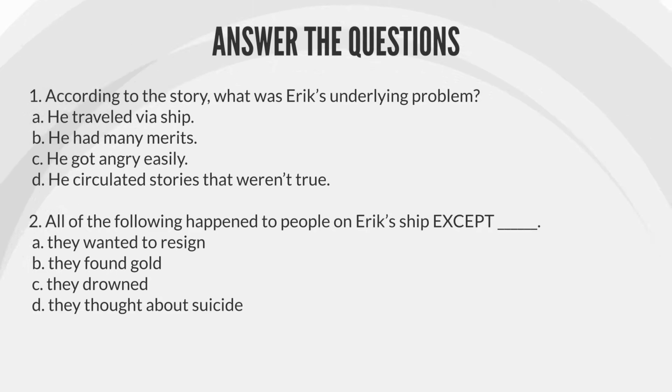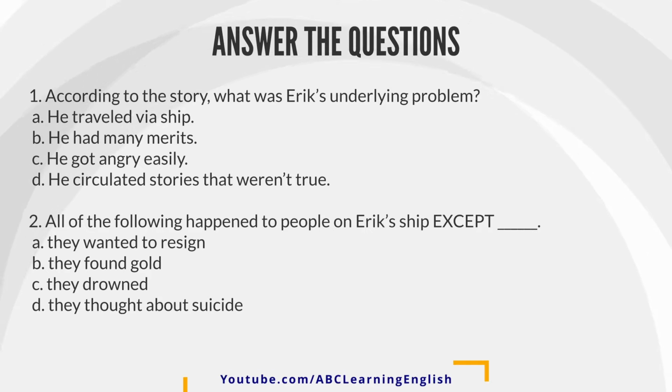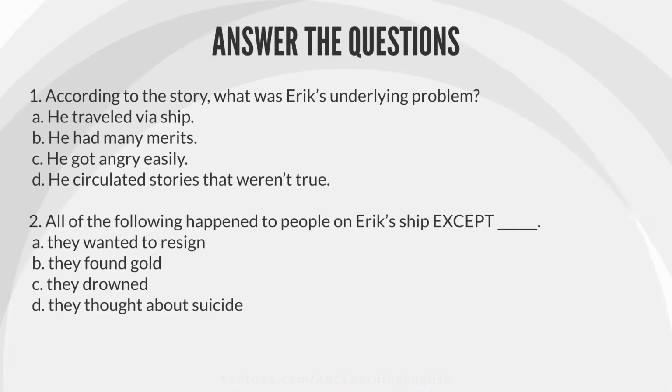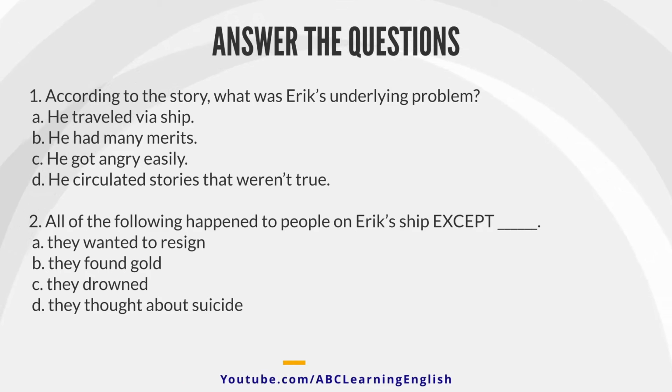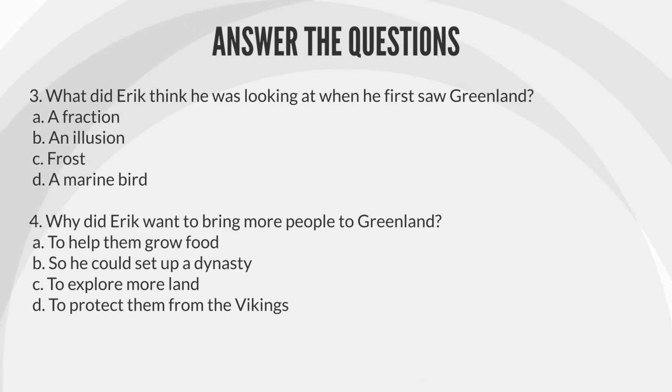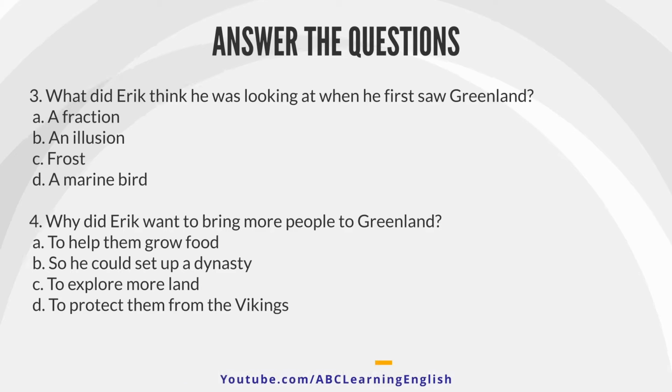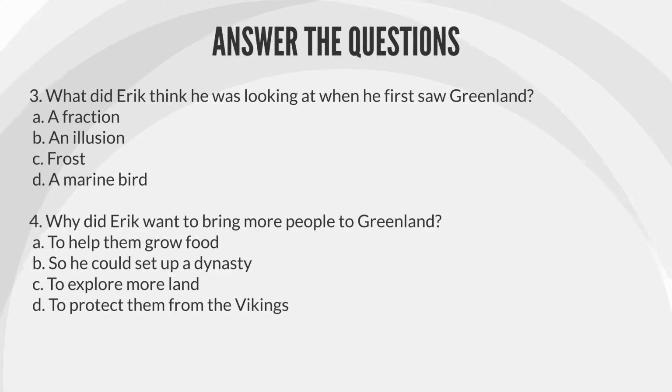2. All of the following happened to people on Eric's ship except A. They wanted to resign. B. They found gold. C. They drowned. D. They thought about suicide. 3. What did Eric think he was looking at when he first saw Greenland? A. A fraction. B. An illusion. C. Frost. D. A marine bird.